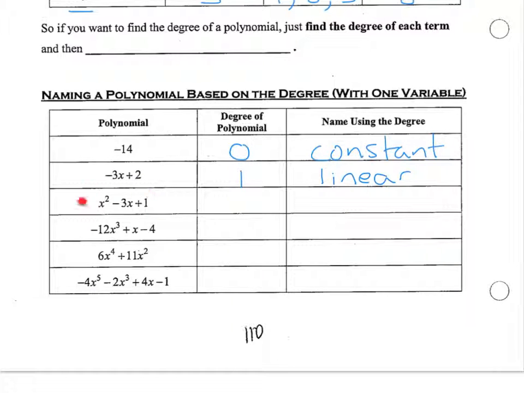If it's degree 2, okay, so let's look at x squared minus 3x plus 1. It's a trinomial. It has 3 terms, right? And the biggest degree is 2. So we look at that one. The degree is 2. And when it's degree 2, we call it quadratic. Q-U-A-D-R-A-T-I-C. Quadratic.